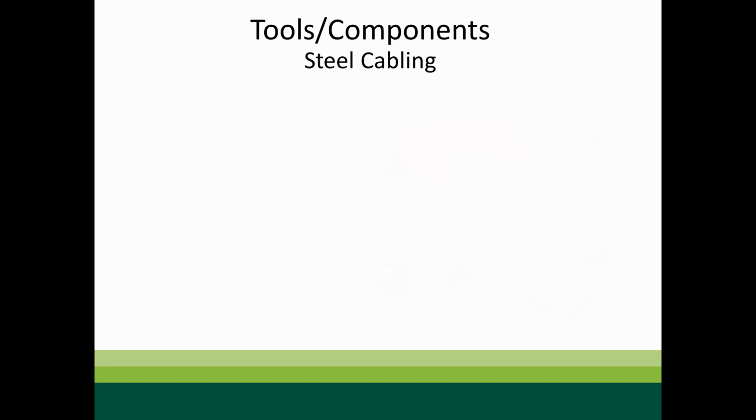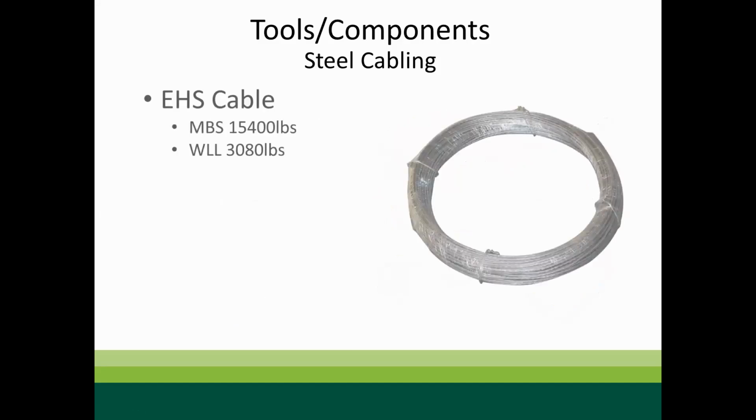So the components for a steel cable are made up of EHS, or extra high strength, cable. We use the 3/8 inch variant of it. The MBS is 15,400 pounds, and the working load limit is 3,800 pounds on that.